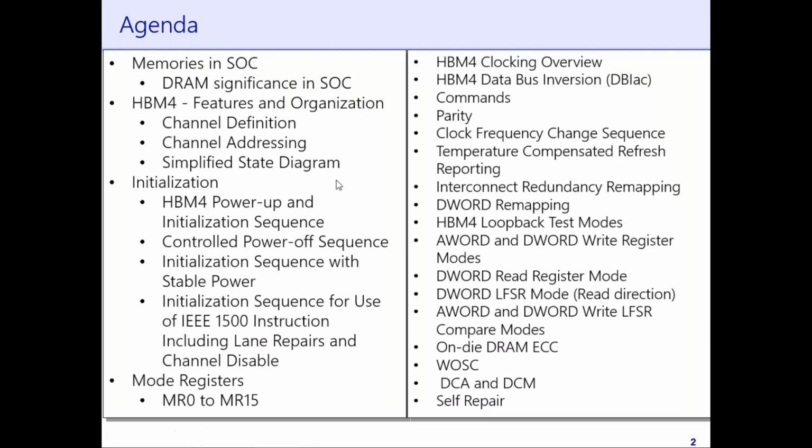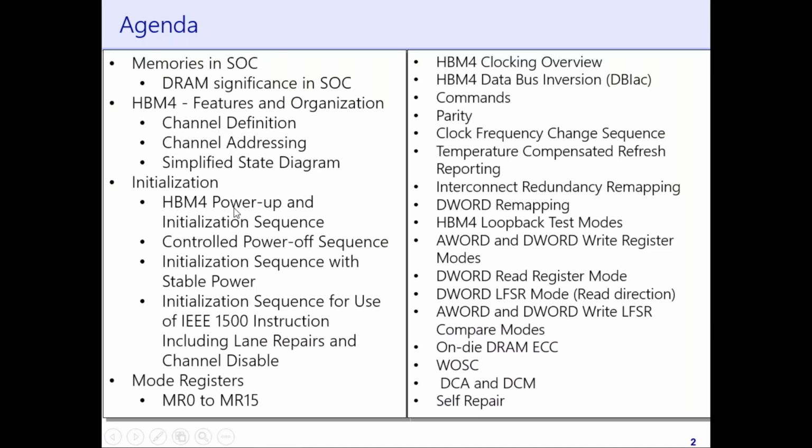Let's say we talk about channel addressing. We'll discuss how the processor initiates the transaction and how it targets a specific channel. Once the transaction comes to the HBM4 controller, how does it convert it into the HBM related signals, and how it targets a specific stack, specific bank. So all those things will be discussed.